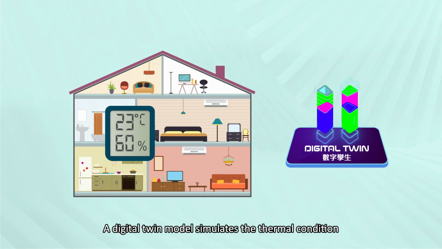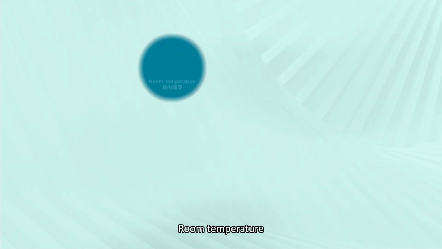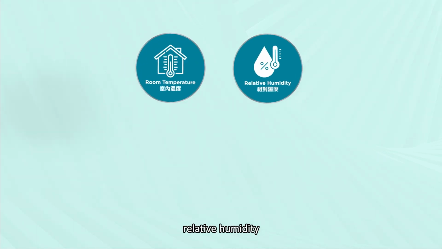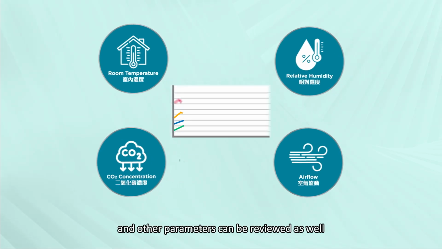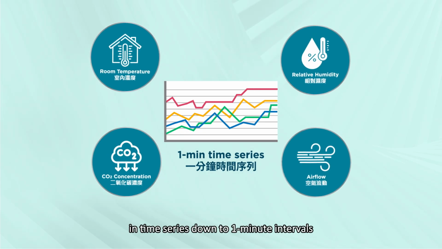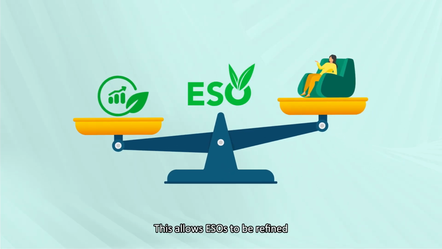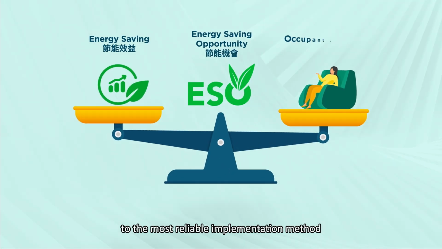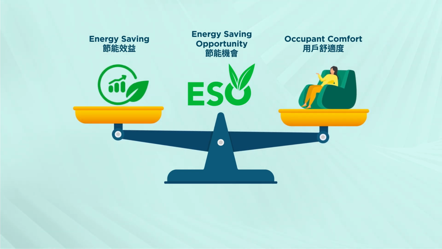The digital twin model simulates the thermal condition of each indoor space. Room temperature, relative humidity, carbon dioxide concentration, airflow, and other parameters can be reviewed as well in time series down to 1-minute intervals. This allows the ESOs to be refined to the most reliable implementation method to ensure that energy savings do not sacrifice occupant comfort and give confidence to users.